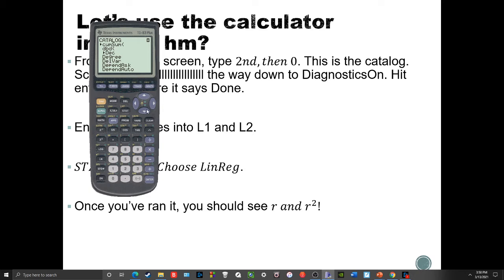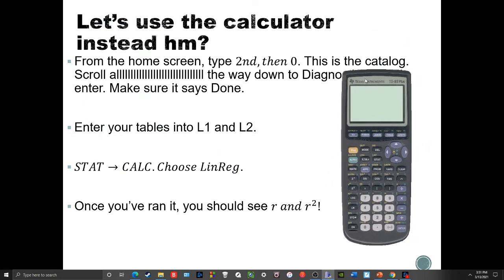So this is the start of the D column. And if you go all the way down, diagnostics on is not too far away. So you go to diagnostics on, you click enter, and you're done, and you're good. Unless you reset the memory, you shouldn't ever have to do that again for what we're doing here. Your calculator is already set to be in stats mode now.